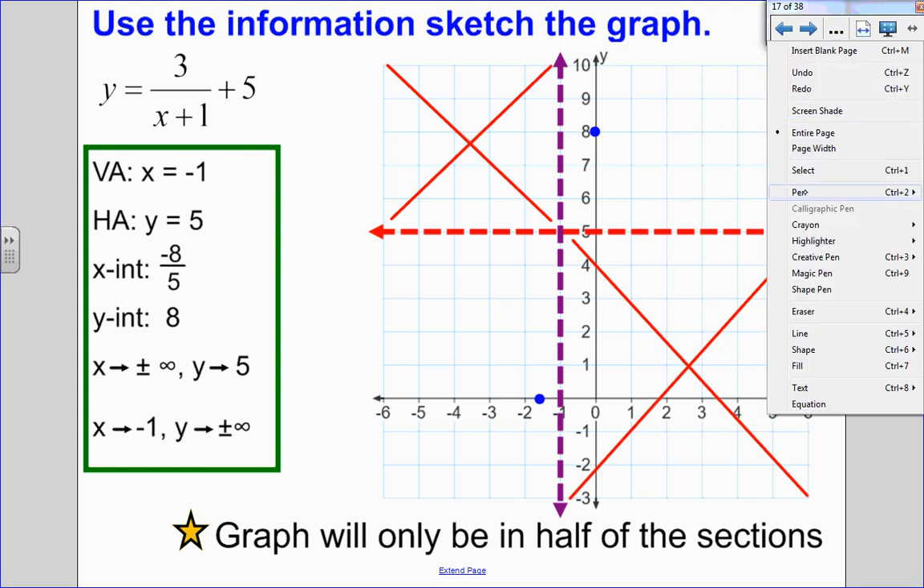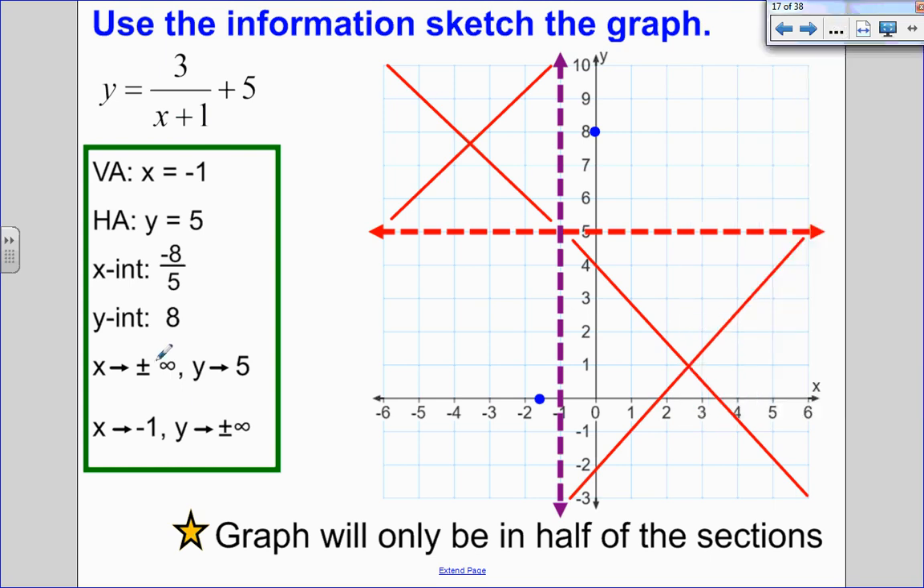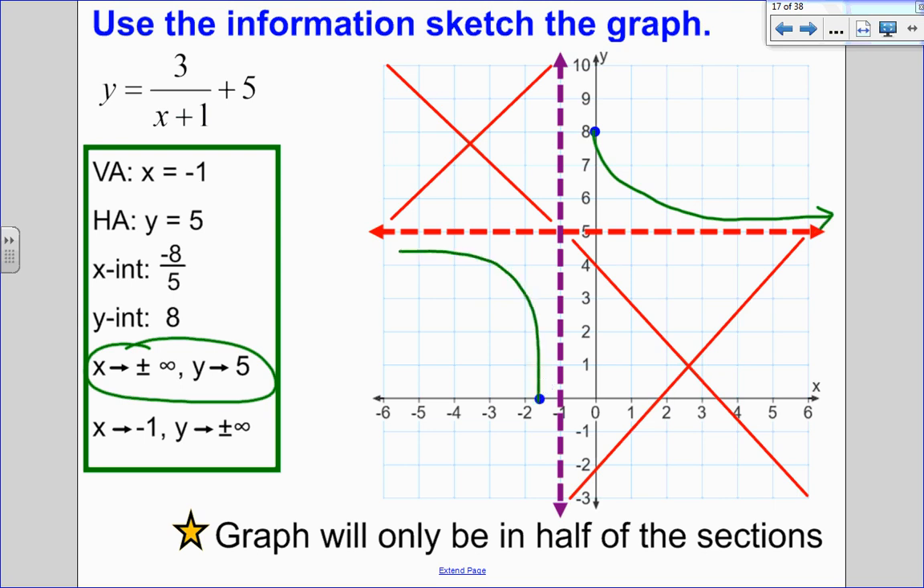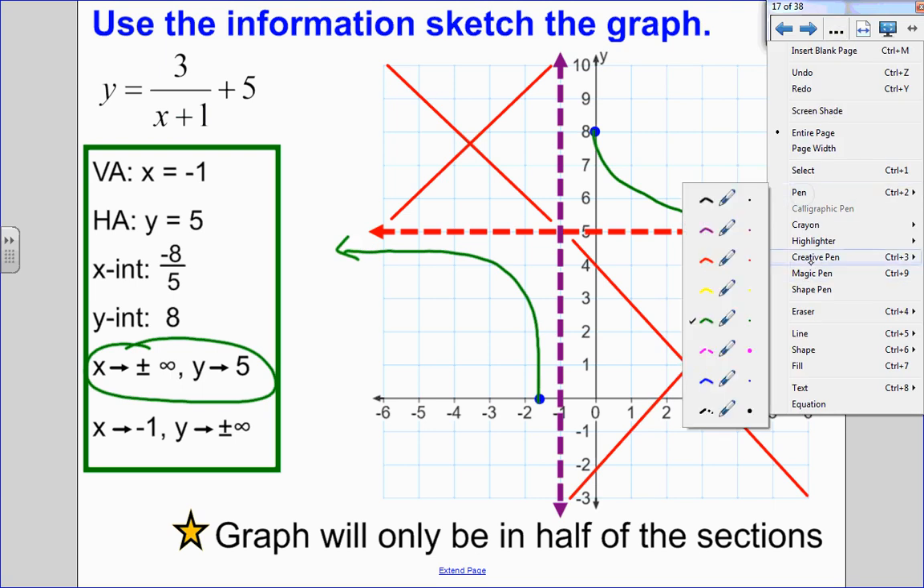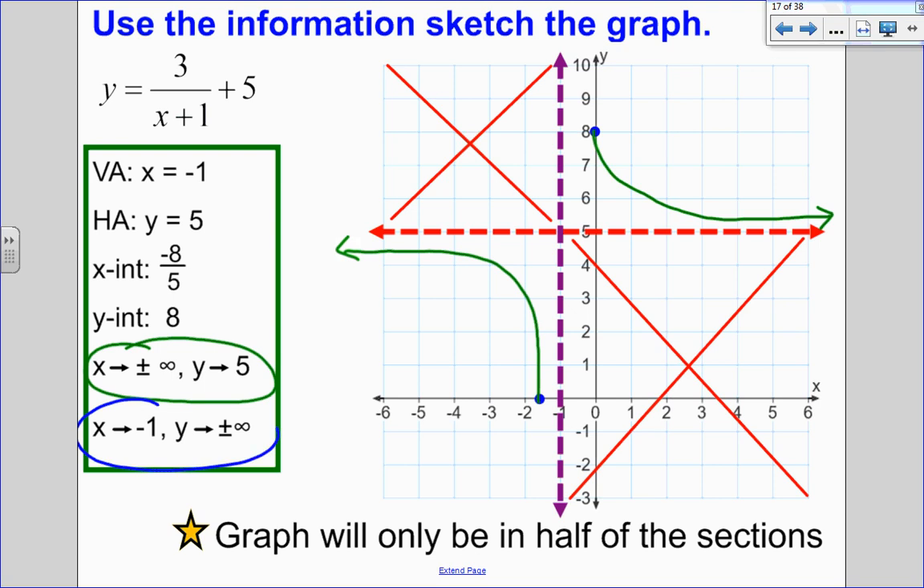So looking at my end behavior, let's use a different color. Let's use green. Okay, so I know as x gets really big, y approaches the horizontal asymptote. So I know it's going to come down like this and get close to the horizontal asymptote. For here, coming through that point, it's going to get close to the horizontal asymptote. So that kind of helps me on that point. And then let's look at the other end behavior.